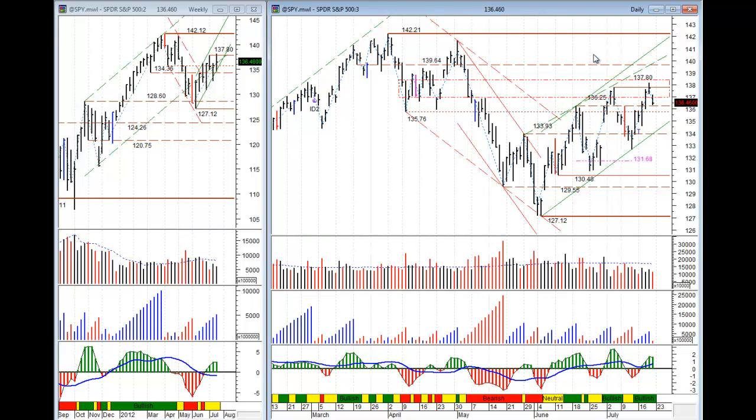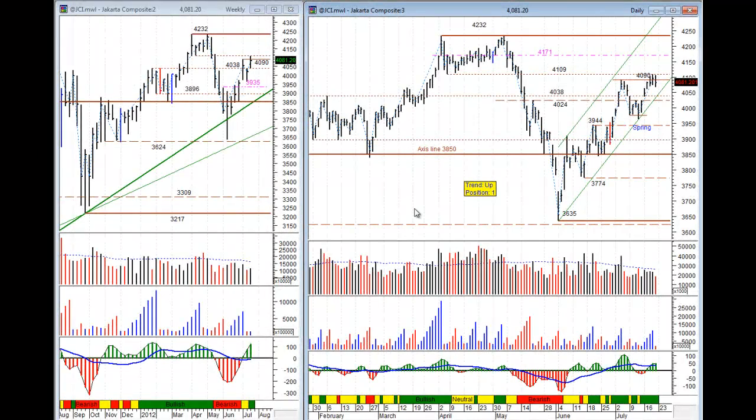So let's take a look at the Jakarta Composite Index next. This is the Indonesian market, and we are looking at the Jakarta Composite Index. The same thing, I have placed the weekly and daily chart side by side. So let's orientate ourselves with the weekly and the daily chart.